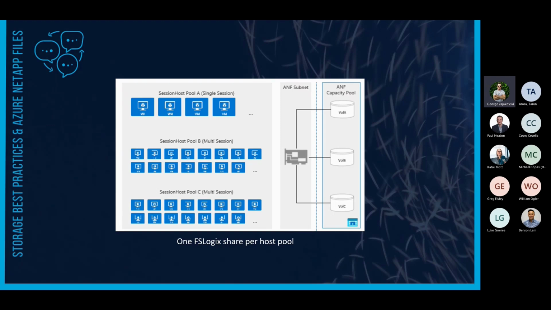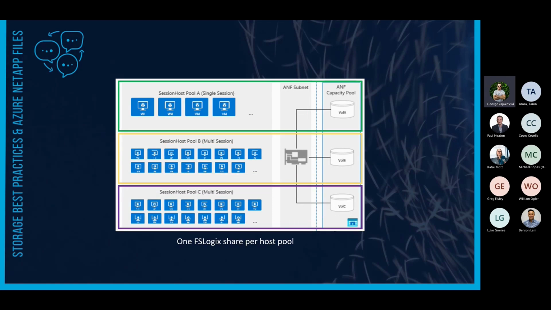Firstly, whenever you're creating any AVD session host pools, you always want to have one share per host pool. So in this scenario, let's just say we've got less than 1,000 IPs, or less than 1,000 servers connecting to ANF. We have the single ANF subnet, and then multiple capacity pools. So this environment total would be less than 1,000 IPs, and each of those session hosts would write to their own volume that Tarun just demonstrated.